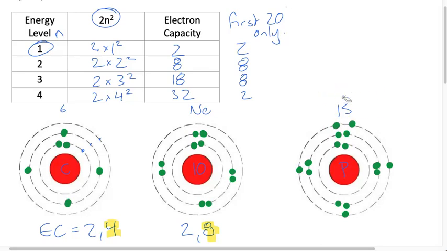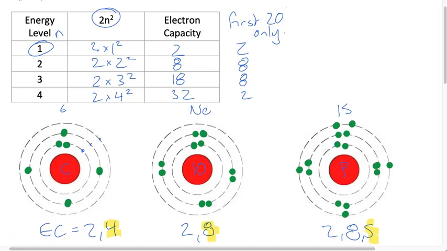So that's what we call our Bohr electron configuration. And again, this one here would be 2, 8, 5. And again, we've got our valence electrons here. So you should be familiar with that.